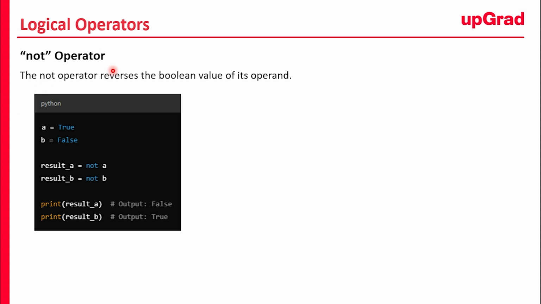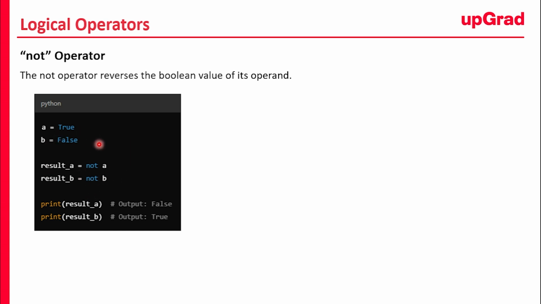What the NOT operator basically does is reverse the Boolean value of its operand. So if I place true in A and false in B, the key word here is that it reverses the Boolean value of the operand. I define a new variable result_a, and I say it is not a. A is a variable that stores true, and not true is false. Not of true is false. Similarly, not of false is true.